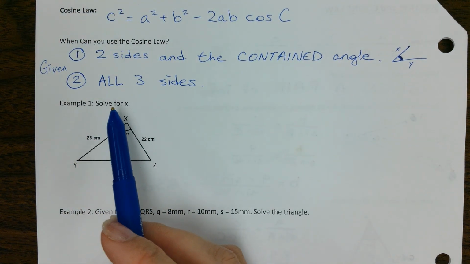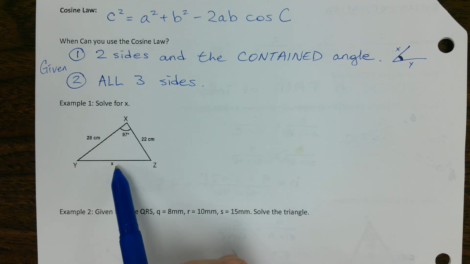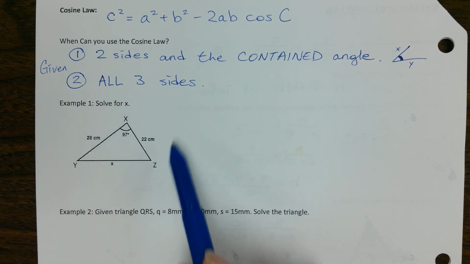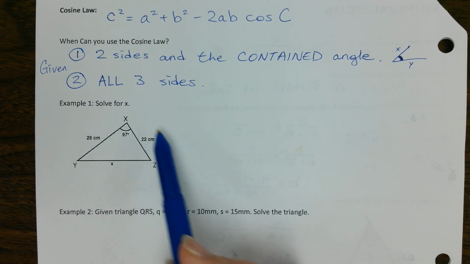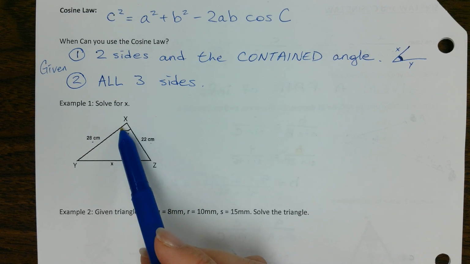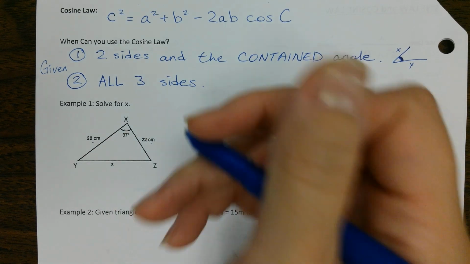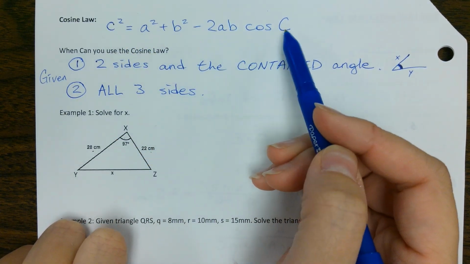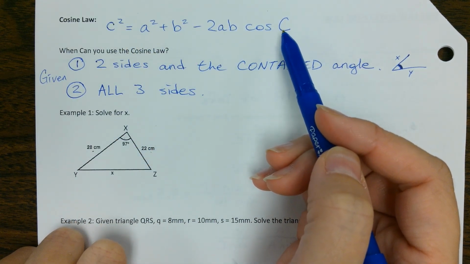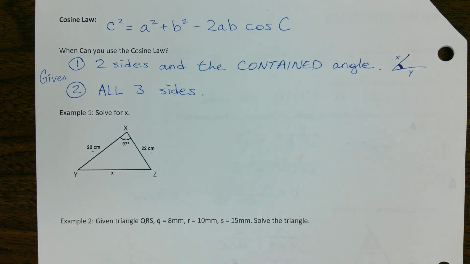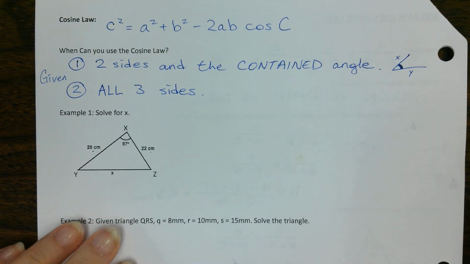All right, so example 1 right here, solve for x, solve for this side. Looking at this diagram, should I do sine law or cosine law? Cosine law, because I'm given 2 sides and the contained angle. So let's substitute our letters in this formula. But wait a minute, this is ABC. I'm given triangle XYZ. Okay, so let's rewrite our formula.